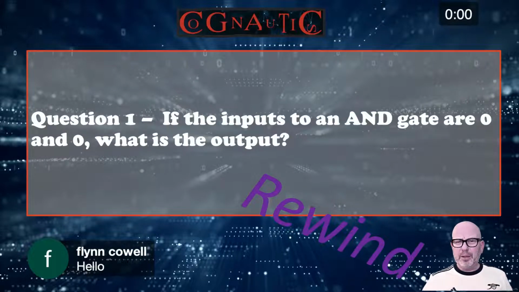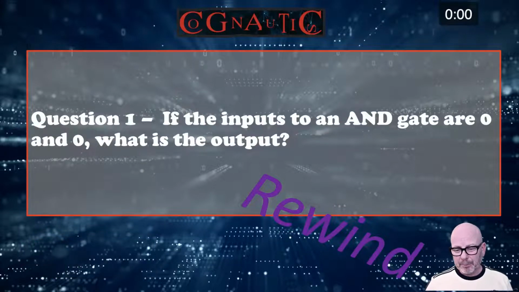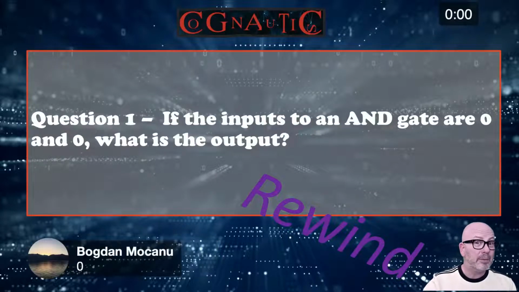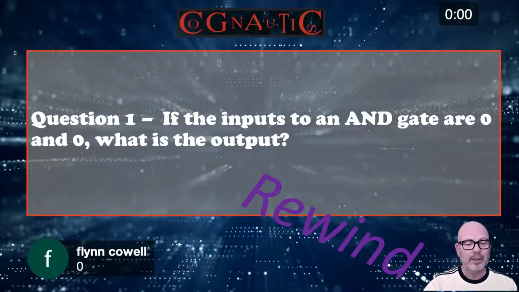Okay, what about this one? This one goes back to Boolean logic, which I always think is quite an easy one. Well, it's logical, isn't it? What about this? If the inputs to an AND gate are 0 and 0, what is the output? Easy peasy. Aditya has come in with 0, we've got Bogdan with 0, and we've got Flynn with 0 as well. So that is 3 correct answers. They're all 0, so the answer is 0, clearly.